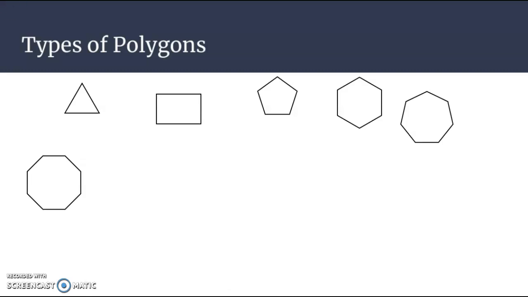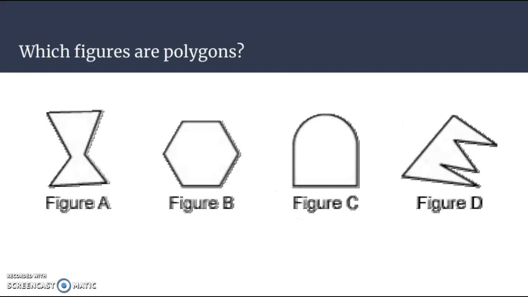And then they just go up from there. After 8, of course, you get 9-sided figures known as a nonagon, a 10-sided figure, decagon, and a 12-sided figure is called a dodecagon. So those are your basic shapes and basic polygons from 3 sides all the way up to 12 sides. Now here we're just going to identify polygons.